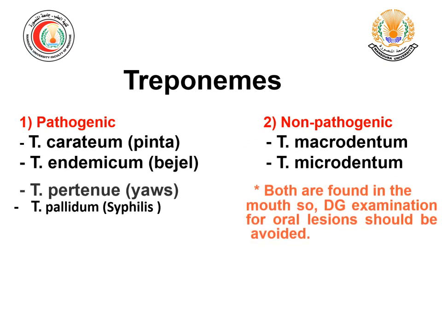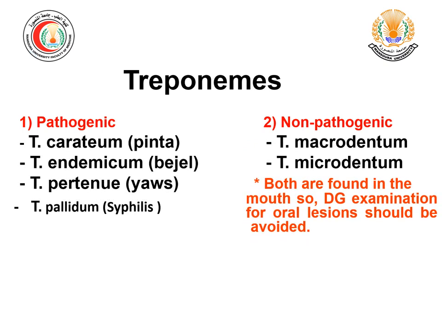The types of Treponema causing disease include the pathogenic strains: Treponema carateum of pinta, Treponema endemicum of bejel, Treponema pertenue of yaws, and Treponema pallidum of syphilis. There are also non-pathogenic strains, which include Treponema macrodentium and microdentium.